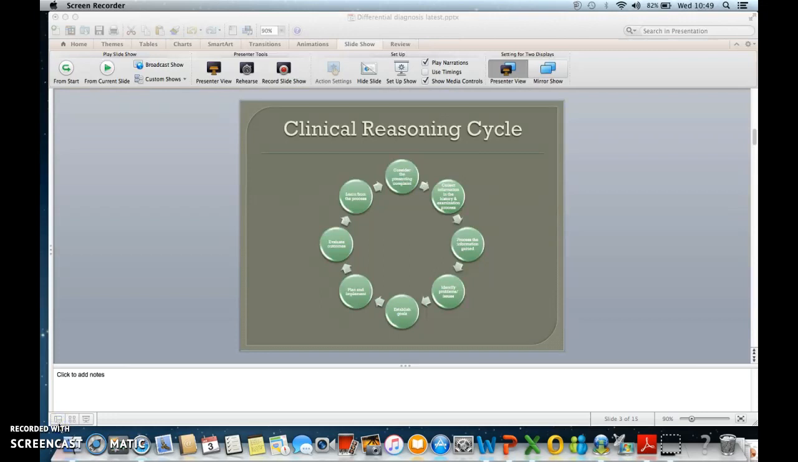Number 3 is process the information gained. Number 4 is identify any problems or issues. Number 5 is establish goals. Number 6 is plan and implement. Number 7 is evaluate outcomes. And number 8 is reflect and learn from the process.